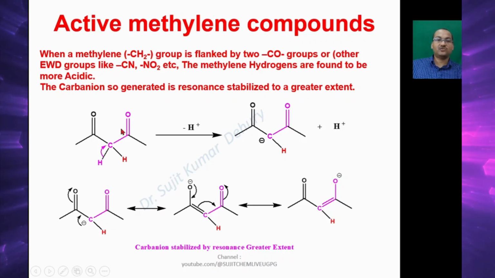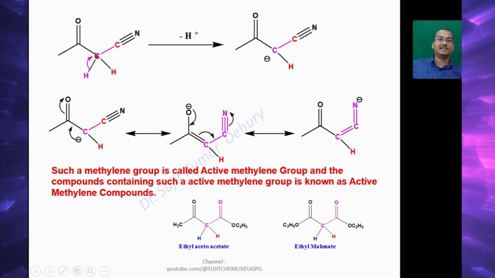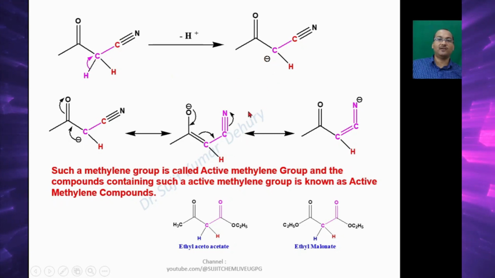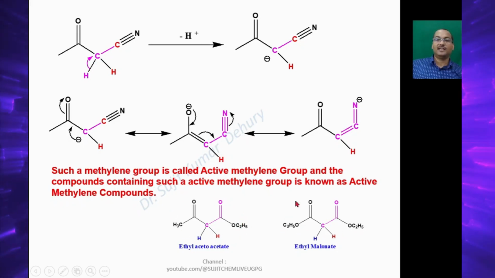So this CH2 is called the active methylene group. Similarly here, this CH2 is flanked by a carbonyl group and a cyanide group. It can easily lose a proton giving rise to a carbanion, and this carbanion is again resonance stabilized. Such a methylene group is called an active methylene group, and the compounds containing such an active methylene group are known as active methylene compounds. Examples are ethyl acetoacetate and ethyl malonate.